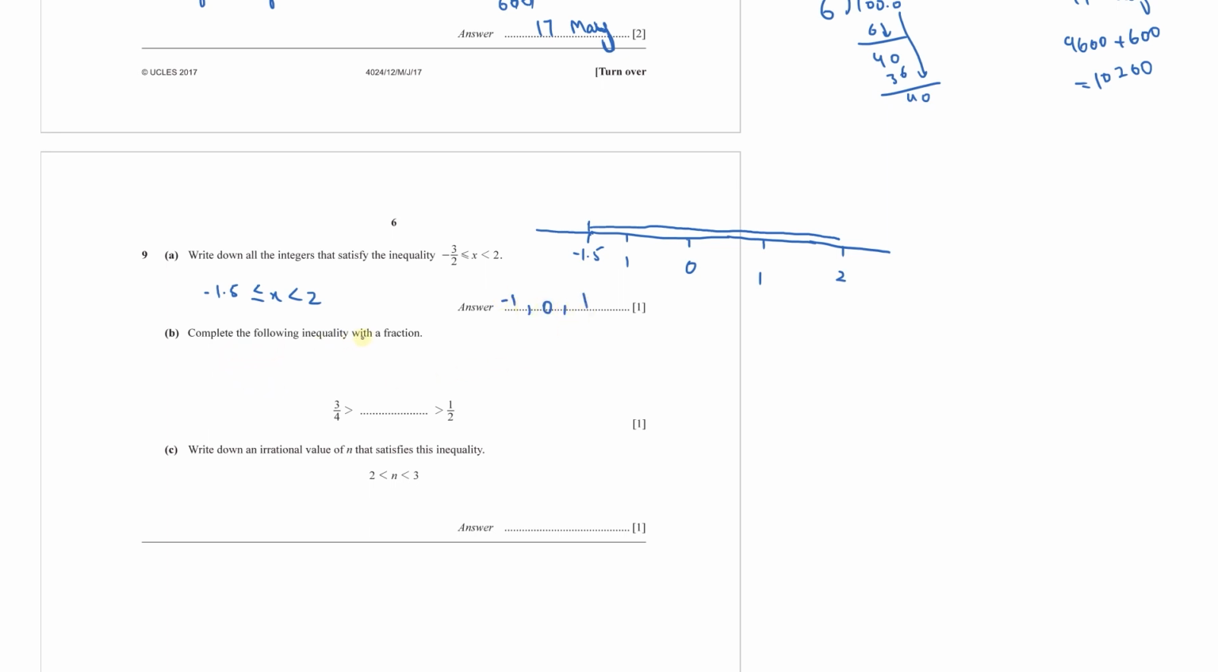Now complete the following inequality with a fraction. So let's draw the number line again. So you have 0 here, then 1 by 2 here, and then 3 by 4 here, and then 1, and so on. You have to find a fraction somewhere here in between 1 by 2 and 3 by 4.